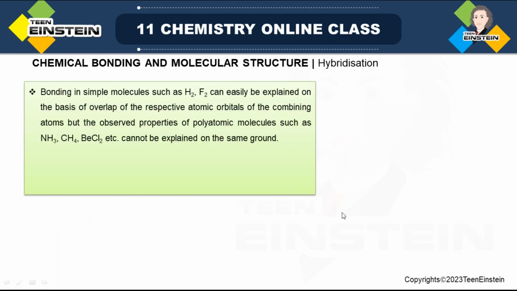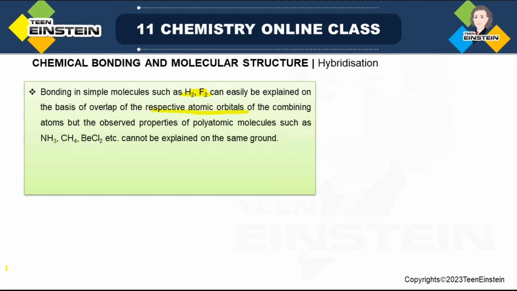Okay, so hybridization. This concept is under VBT. Fine. So there are different features. Some of the features of VBT we have finished, that is orbital overlap, sigma bond, pi bond, and now we are starting the concept of hybridization. When it is a simple molecule, suppose hydrogen or fluorine, or even if you consider oxygen, these are very simple diatomic molecules, right? So in these cases, you can explain the bonding on the basis of overlap of respective atomic orbitals.